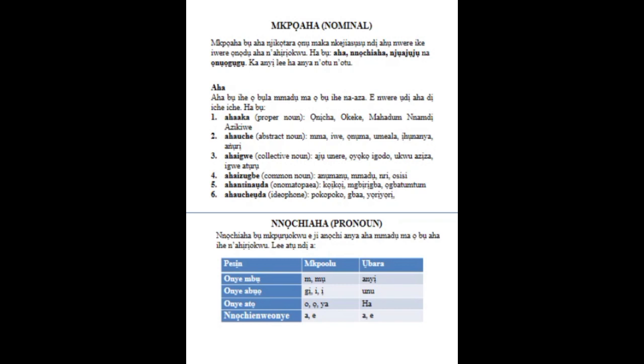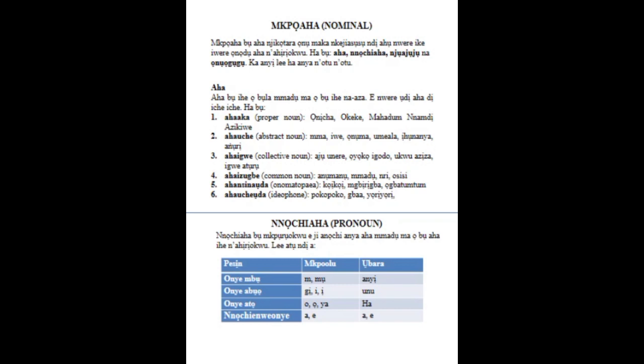Example, anụmanụ, mmadụ, nri, osisi. I hope you know what common noun means. Number 5, aha nsinoda. Noun, aha nsinoda, that is onomatopoeia. They are names derived from the sound that something makes. We have example, koi koi, mgbịrịgba, ọgbatumtum. Ọgbatumtum is bike. Mgbịrịgba is bell. Koi koi is shoe, heel, hilly shoes.